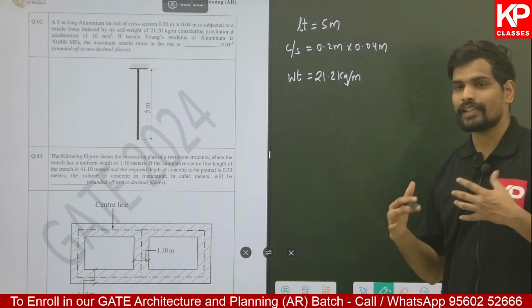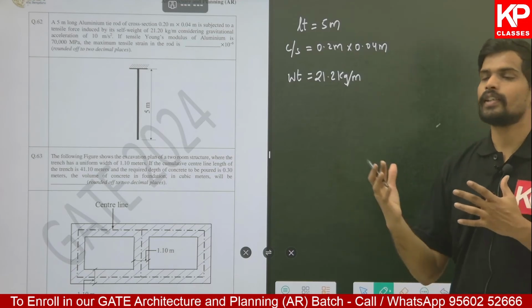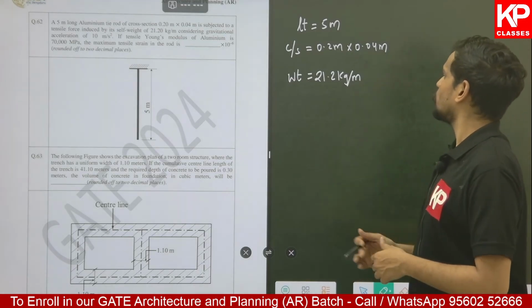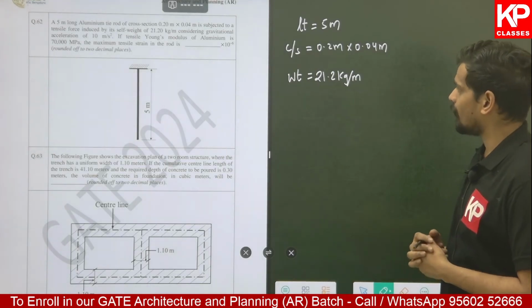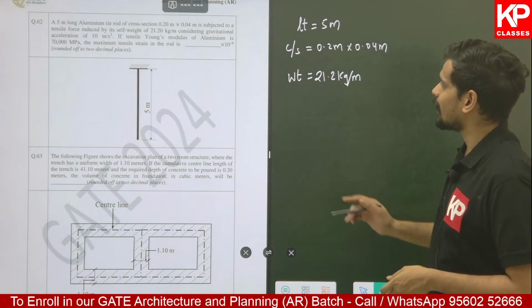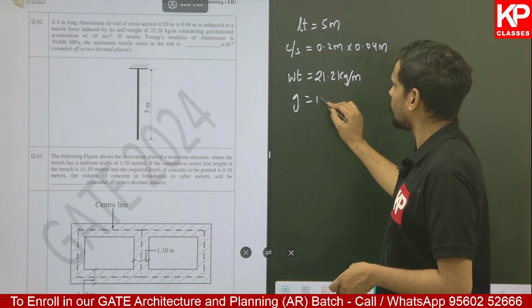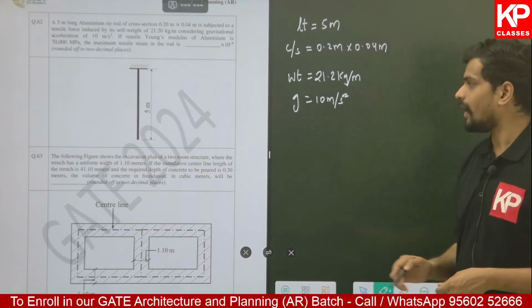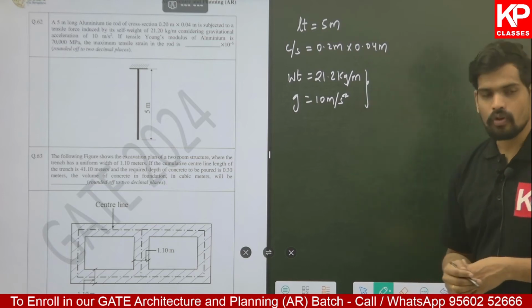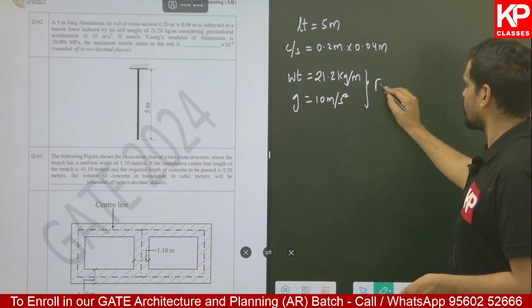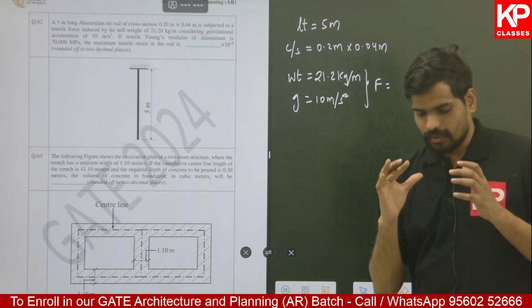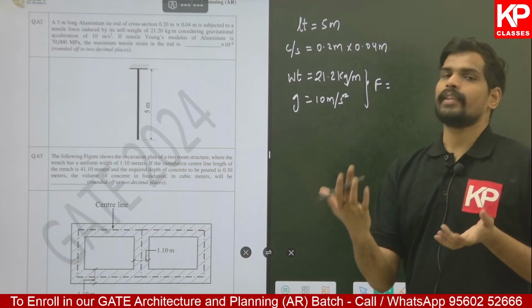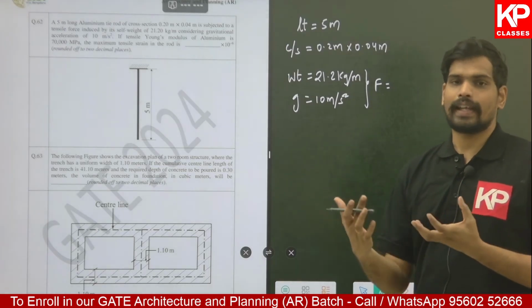So the intensity of the weight is given, basically per unit length, what is the weight of it? 21.2 kg per meter, that's the weight of it. Considering an acceleration due to gravity of 10 meter per second square. So from acceleration due to gravity and weight, you can find out the force in the member. What is force in the member? Force is nothing but the mass multiplied by the acceleration due to gravity. That will give you the kg force of it.